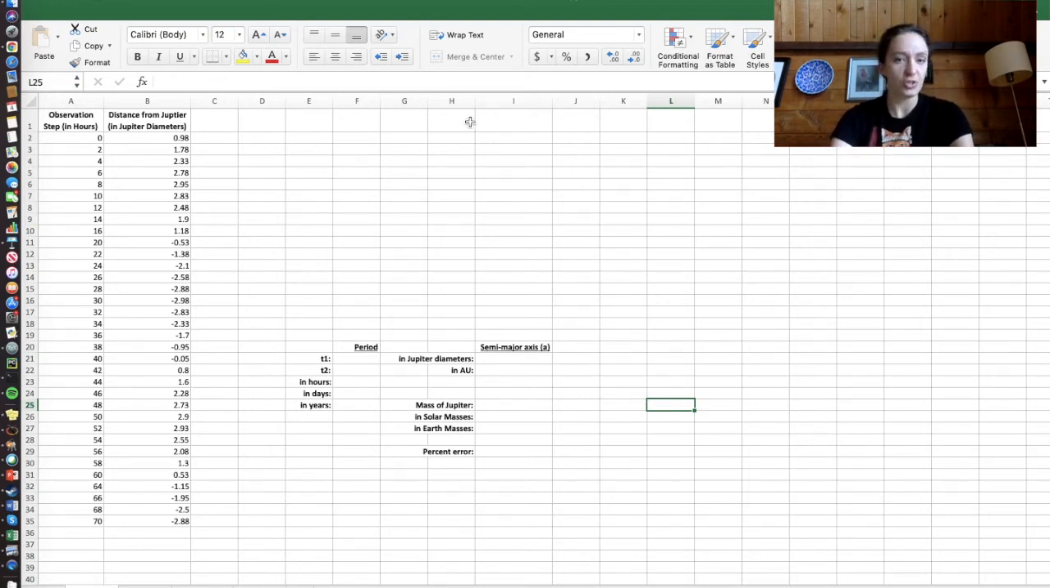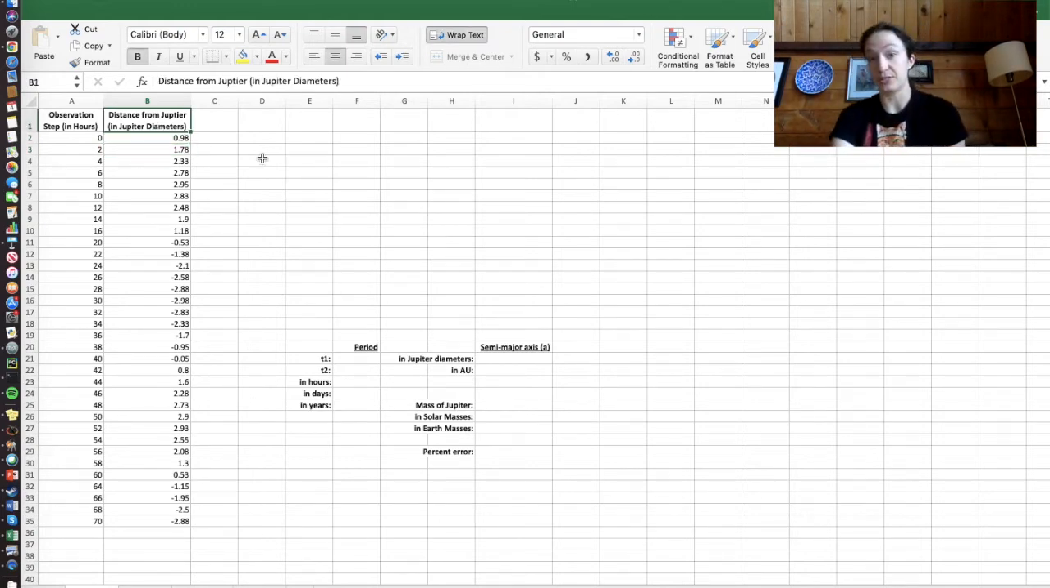So this is your Excel sheet. You have your observation step in hours in your furthest left column. Now what this means is this is from 0 to 2, that's 1 step, and it is 2 hours, meaning that if I were to progress 1 tick mark on our x-axis, that would be equivalent to progressing 2 hours forward in time. Now, these are all paired with a distance from Jupiter in Jupiter diameters.